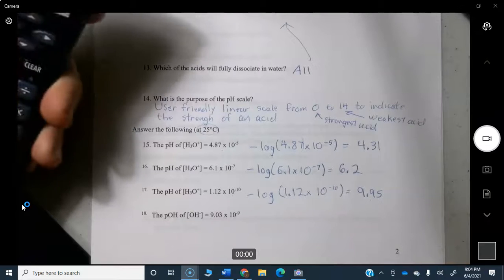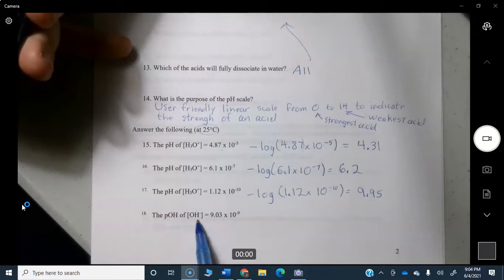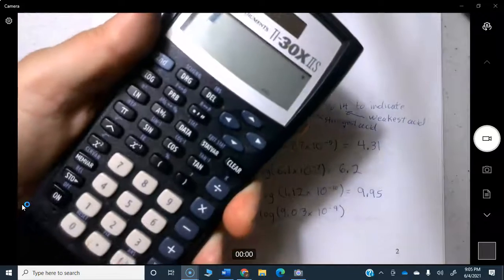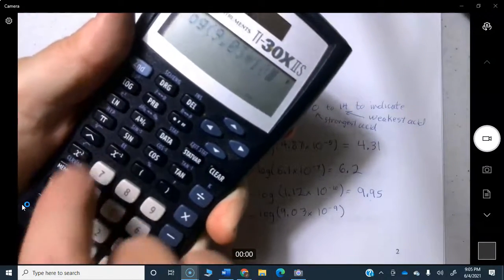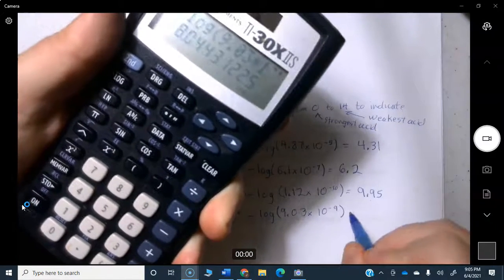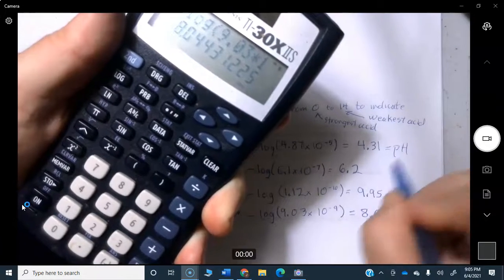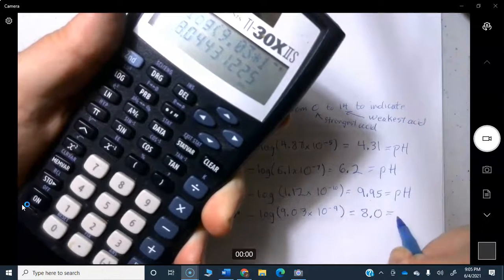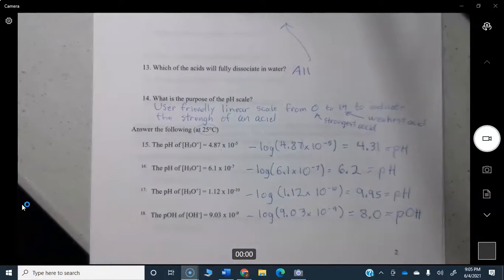Now this is pOH. It's done exactly the same way, except you're finding out the hydroxide concentration in a basic solution, in a base solution. So we're going to write it the same way. Do the numbers, negative, log. And that gives us 8.0. And let me write down, these are pHs. And this is a pOH. It's the concentration of hydroxide ions. Okay, right there.